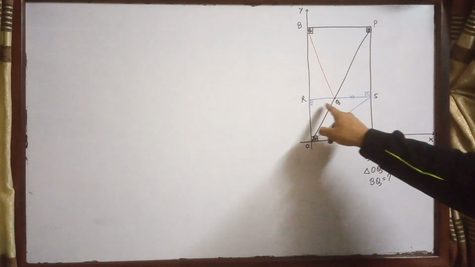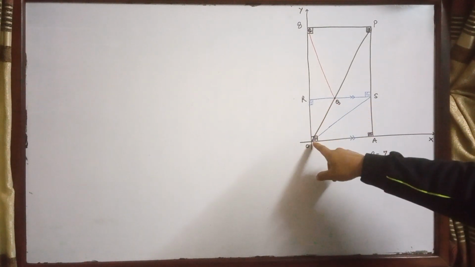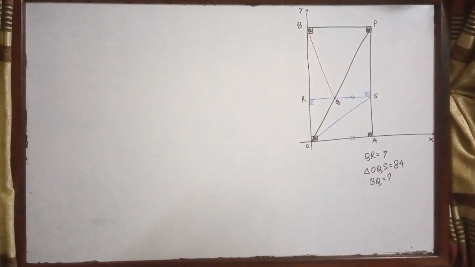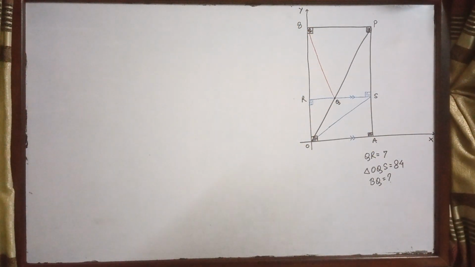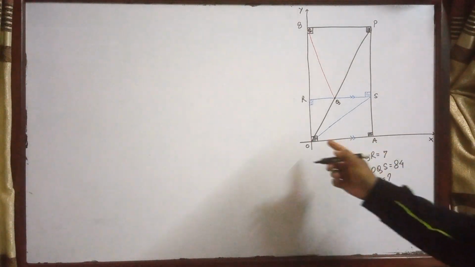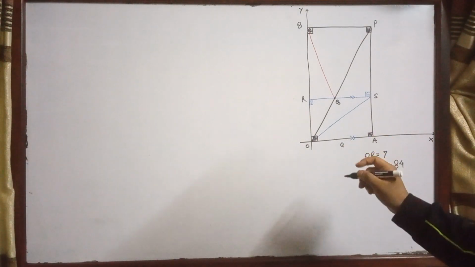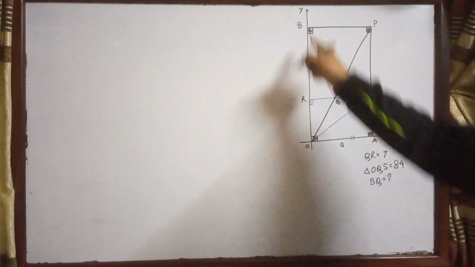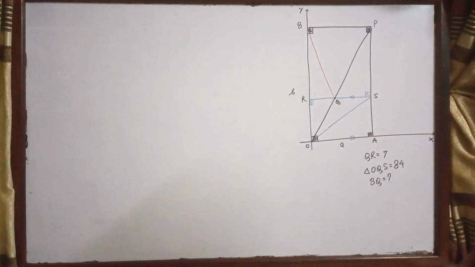We're also given that the length of QR is 7 units and the area of triangle OQS is 84, and using this information we need to find the length of BQ, the red one. To solve this, let's say the length of OA is A, and the entire length OB is B.